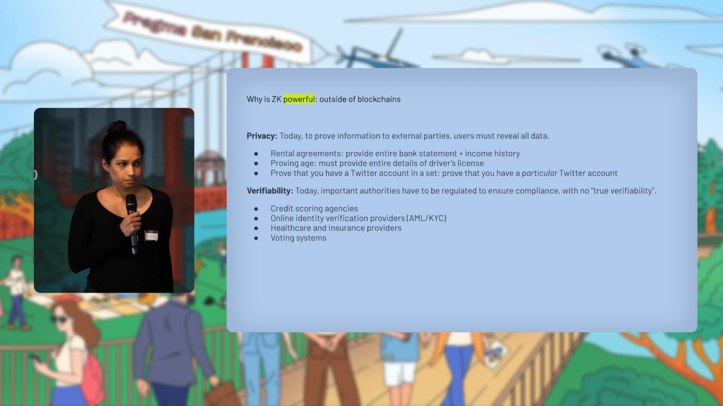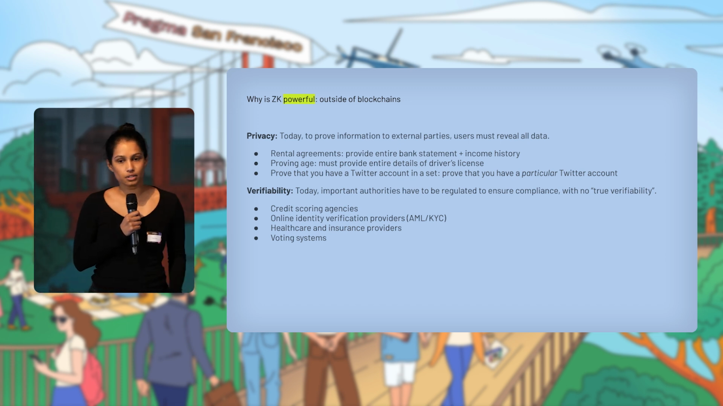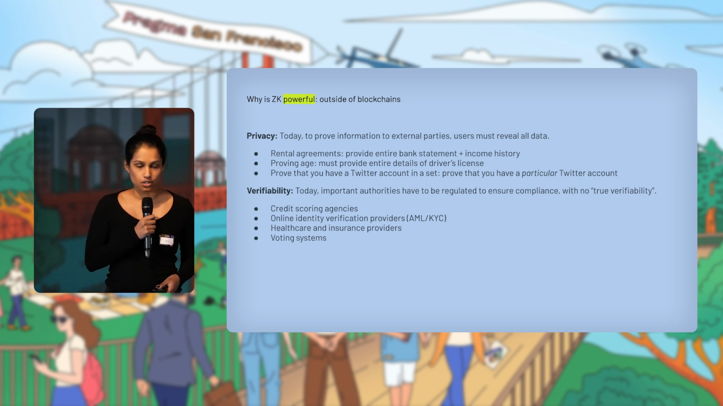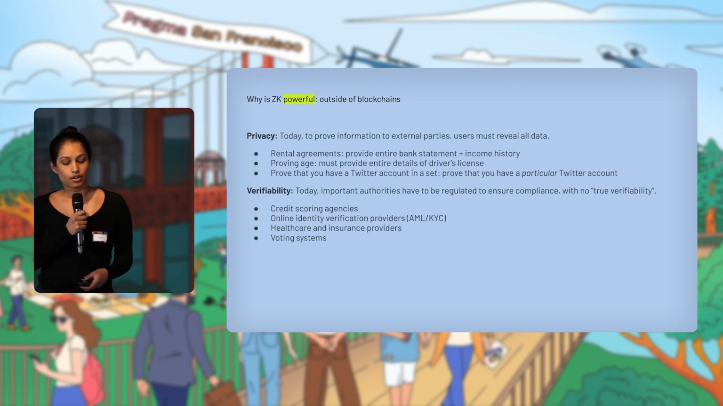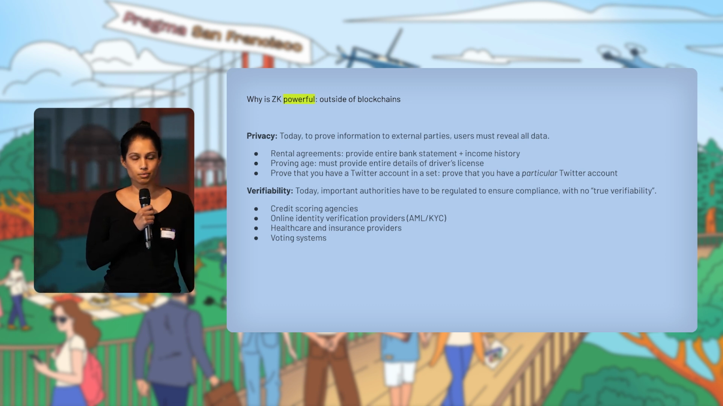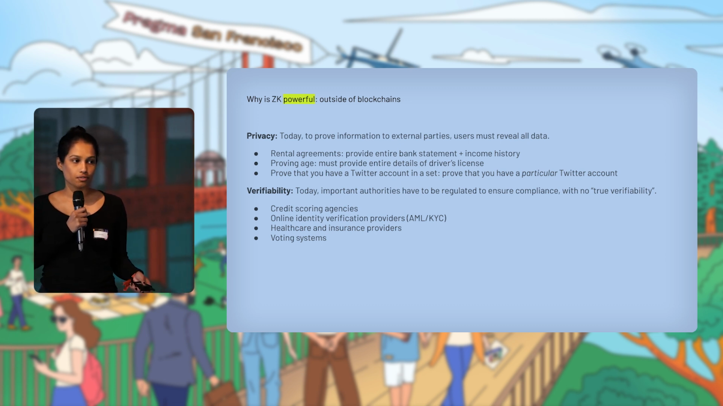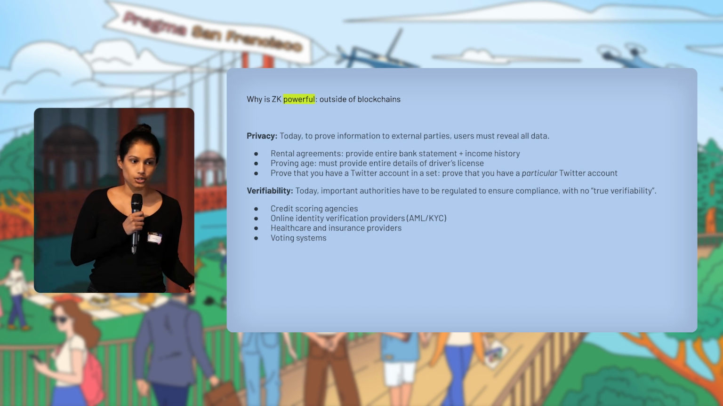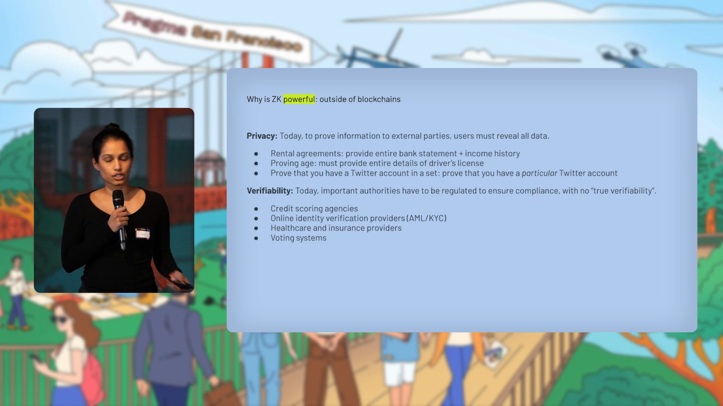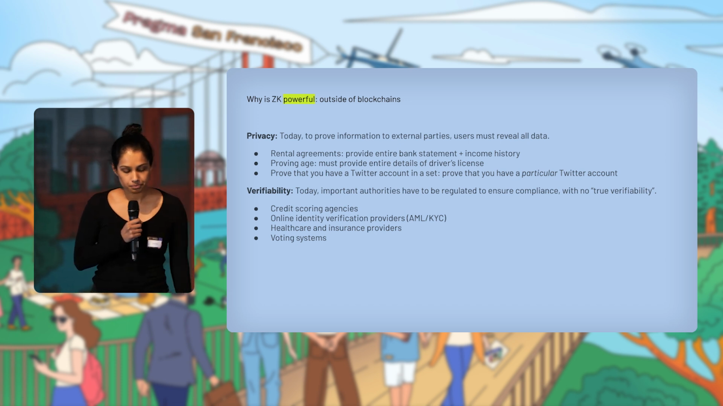So to take a really concrete example, if you've ever done a rental agreement and your landlord wants to know that you have enough income to cover your rent, you have to provide your entire bank statement and income history, which is very invasive. You could imagine with zero-knowledge proofs, you just provide a proof that your income is above a certain threshold to your landlord, and they learn the information that they need to know without revealing any extra details that you might want to keep private.